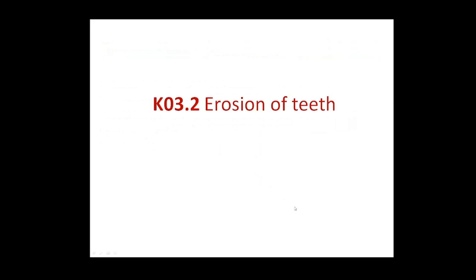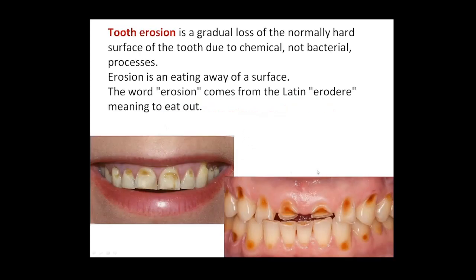Next disease in this group is erosion of teeth. Tooth erosion is a gradual loss of the normally hard surface of the tooth due to a chemical non-bacterial process. Erosion is the eating away of surface. The word erosion comes from Latin erode, meaning to eat out.